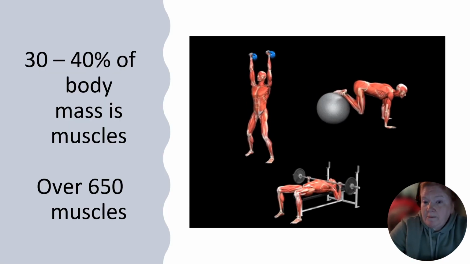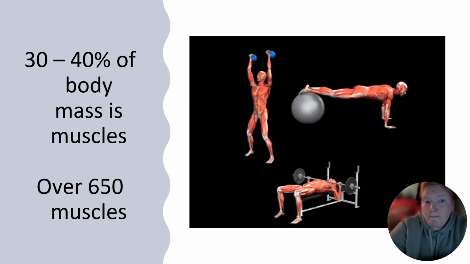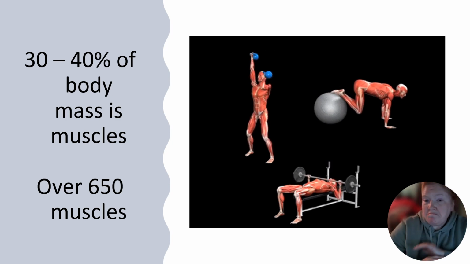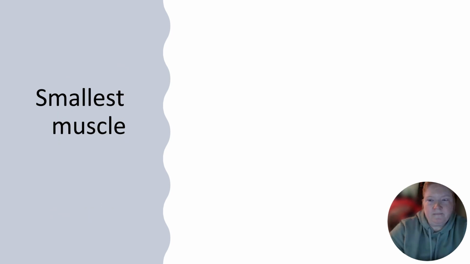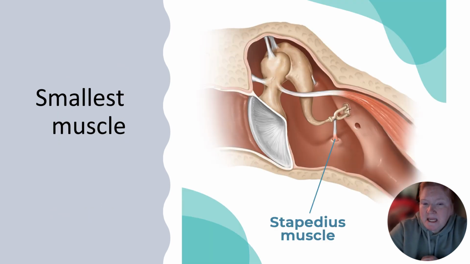About 30 to 40% of our body mass comes from muscles. We have over 650 muscles. The smallest muscle in our body is the stapedius muscle. And look at it, it attaches to the stapes in our middle ear.